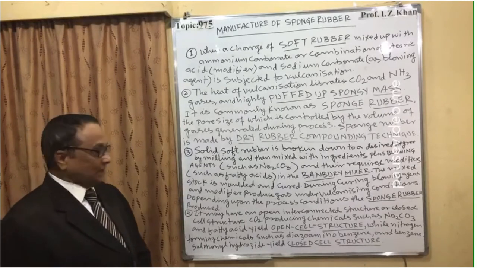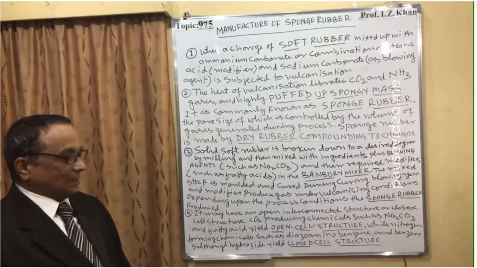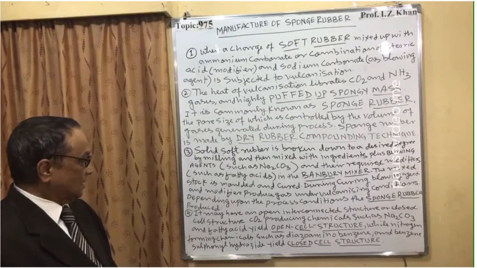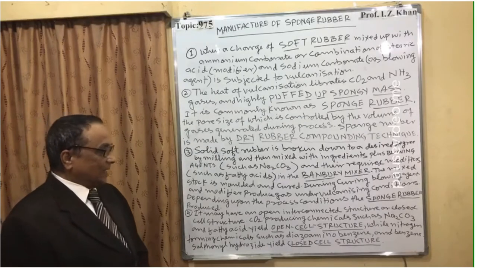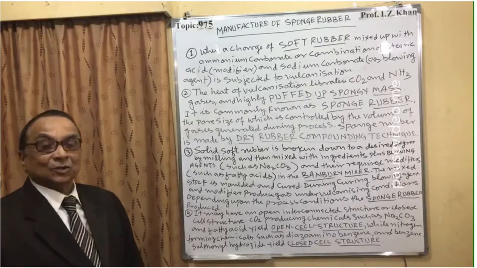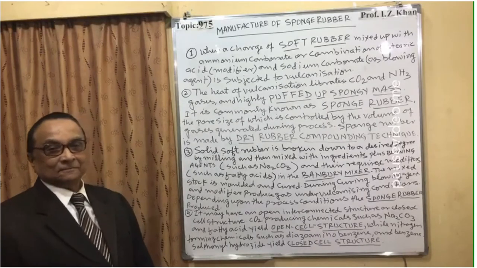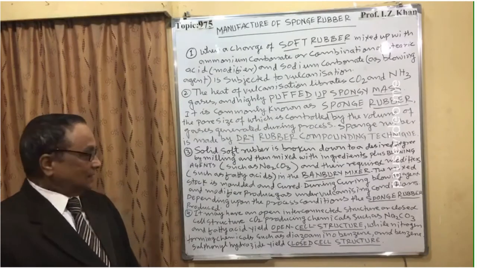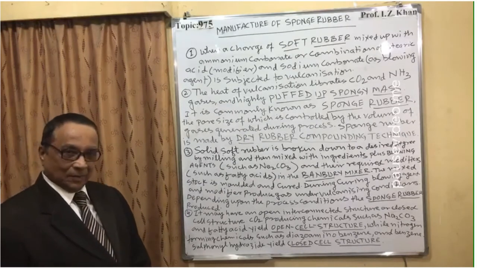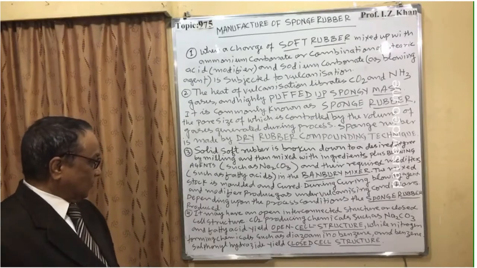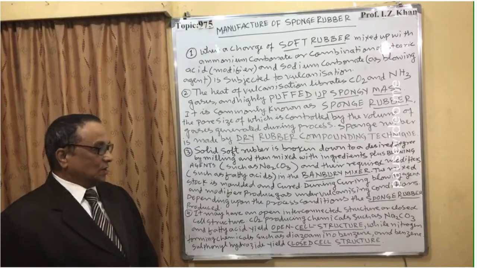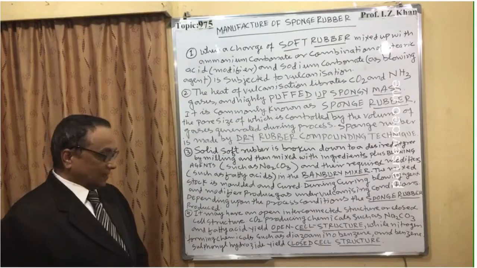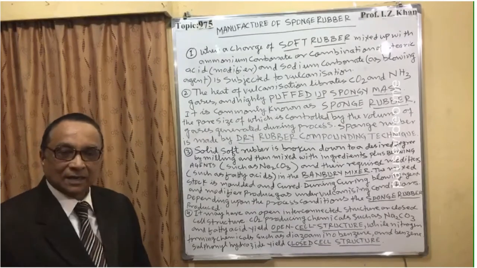Carbon dioxide producing chemicals such as sodium bicarbonate or sodium carbonate and fatty acid yield an open cell structure. So your sodium carbonate and fatty acid are responsible for the opening, that is called the open cell structure of rubber. While nitrogen forming chemicals such as diazo nitrobenzene and benzene sulfonyl hydrazide yield a closed cell structure.